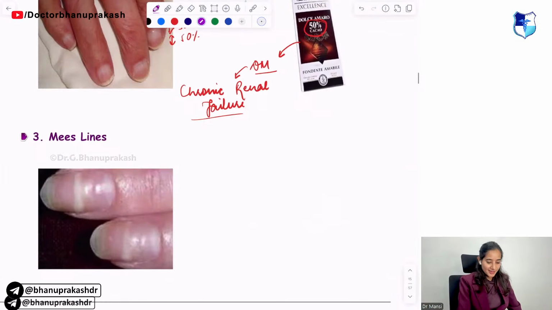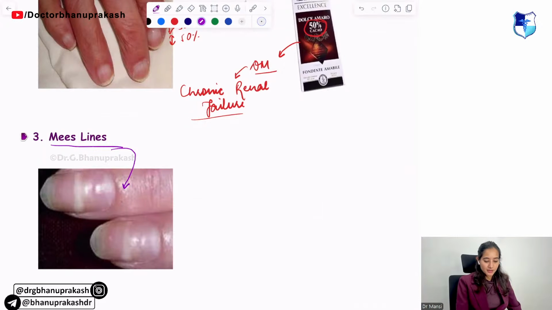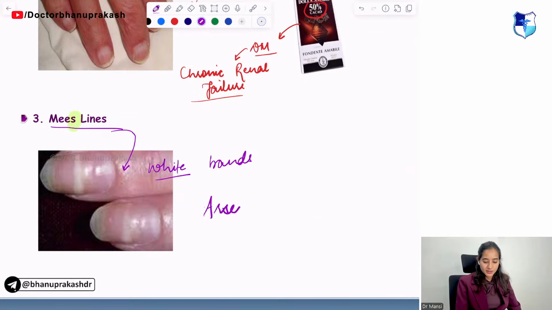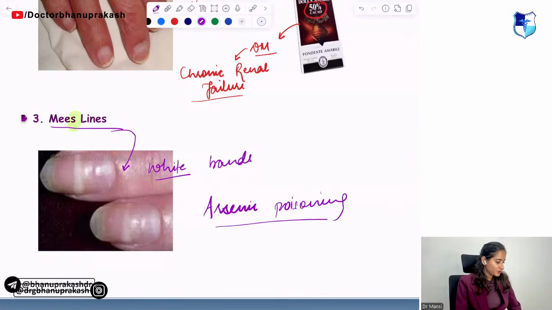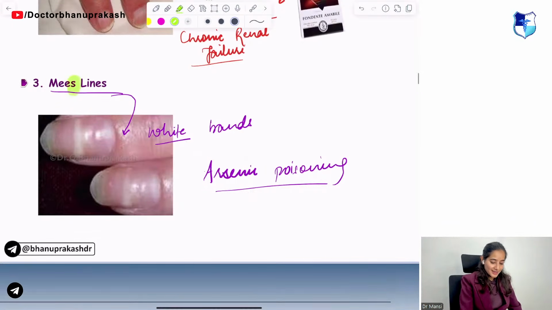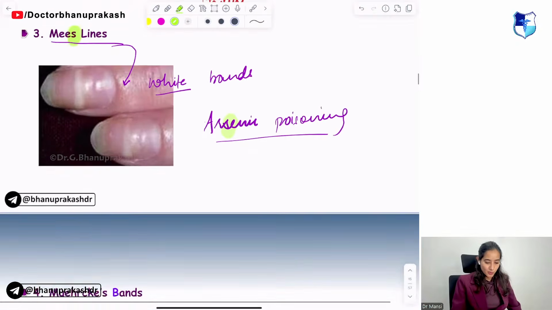Then we have Mees line. Mees lines are white bands on your nail, white lines. Now, this S is going to remind you of chronic arsenic poisoning. So this is rapid revision, guys. You have to pick only the points which are going to be retained in your head. Most of the information you can't remember, you're just a few days ahead of your exam. So you remember Mees S and arsenic S, arsenic poisoning.